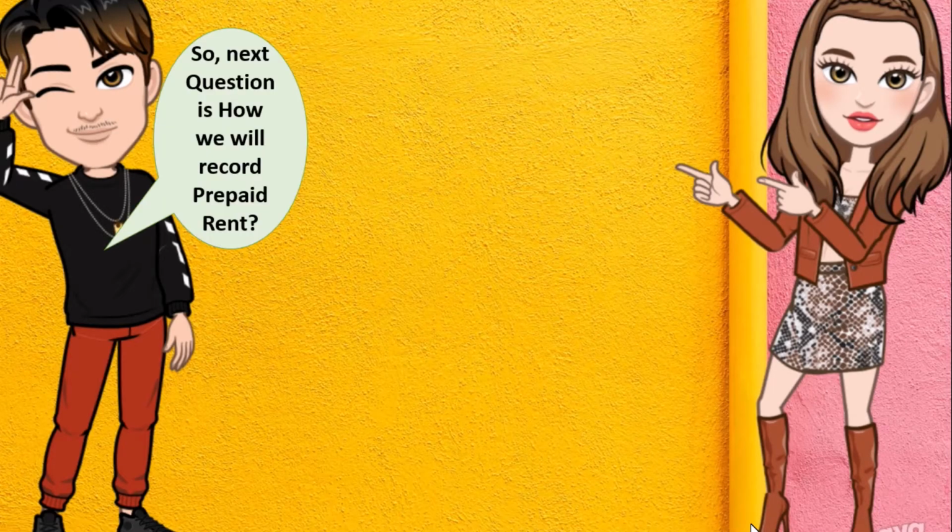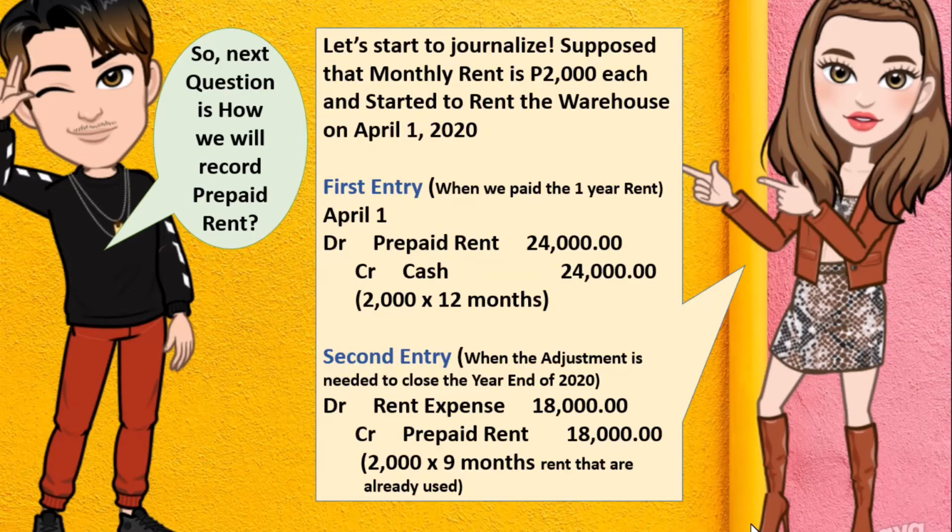So, next question is, how will we record prepaid rent? Let's start to journalize. Suppose that monthly rent is 2,000 each and started to rent the warehouse on April 1, 2020. First entry, when we paid the 1 year rent, will be on April 1, 2020. We debit prepaid rent 24,000 and we credit cash 24,000. So we compute 2,000 multiplied by 12 months.